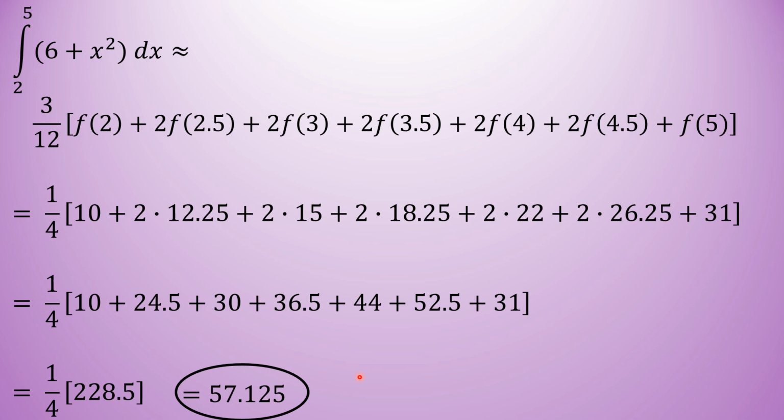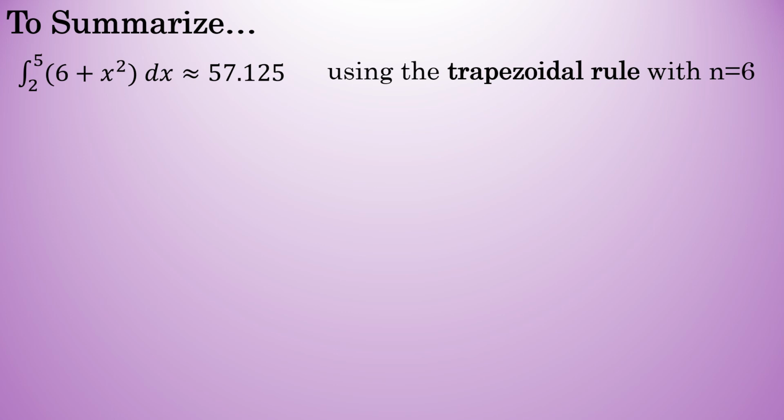An approximation of the definite integral of 6 plus x squared from 2 to 5 is 57.125. This approximation was found by using the trapezoidal rule with 6 trapezoids. To summarize, we just used the trapezoidal rule with n equals 6. We used 6 trapezoids to approximate this definite integral and found it to be 57.125.